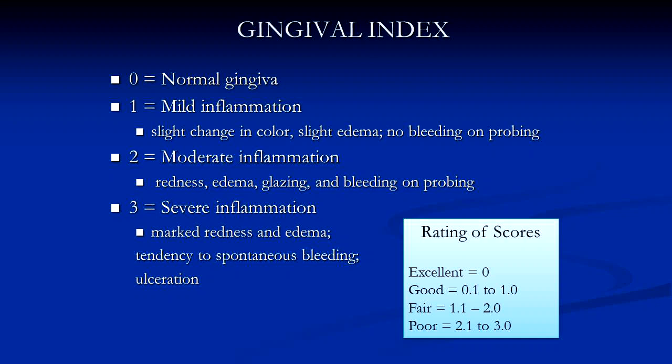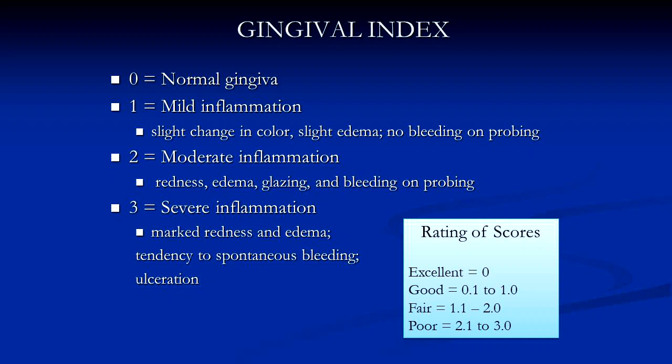A 2 is a moderate inflammation. You do get some bleeding on probing there. You do get some redness and some puffiness. And then a 3 is a severe inflammation, where that gingiva is angry, and if you look at it wrong across the room, it's going to start bleeding on you.